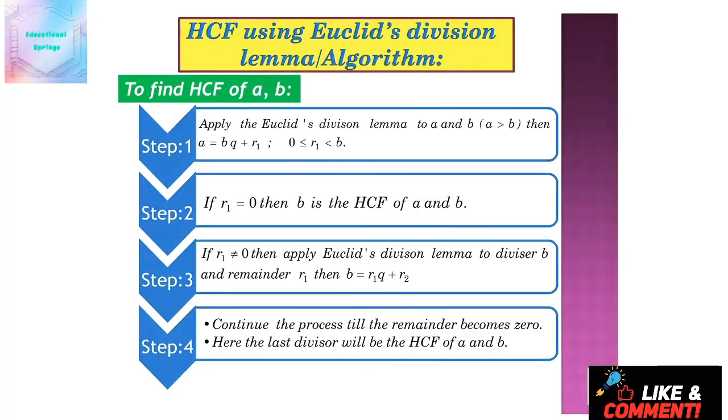Now just have a look at the screen, and the screen shows us a step-by-step procedure to find the HCF of two numbers, Euclid's division algorithm. Step 1 shows applying Euclid's division lemma for a and b, and it gives us a equals bq plus r1, as we discussed on the board. If r1 equals 0, b is the HCF, and if r1 is not equal to 0, we need to apply the lemma for b and r1, right? And then we need to continue the process till the remainder becomes 0. At last, if the remainder is 0, then the last divisor will be the HCF of a and b.